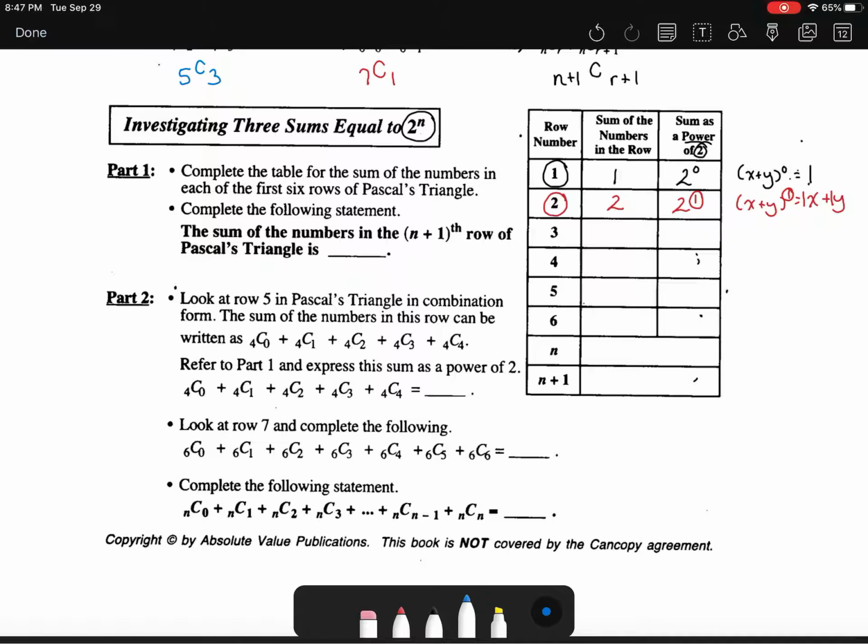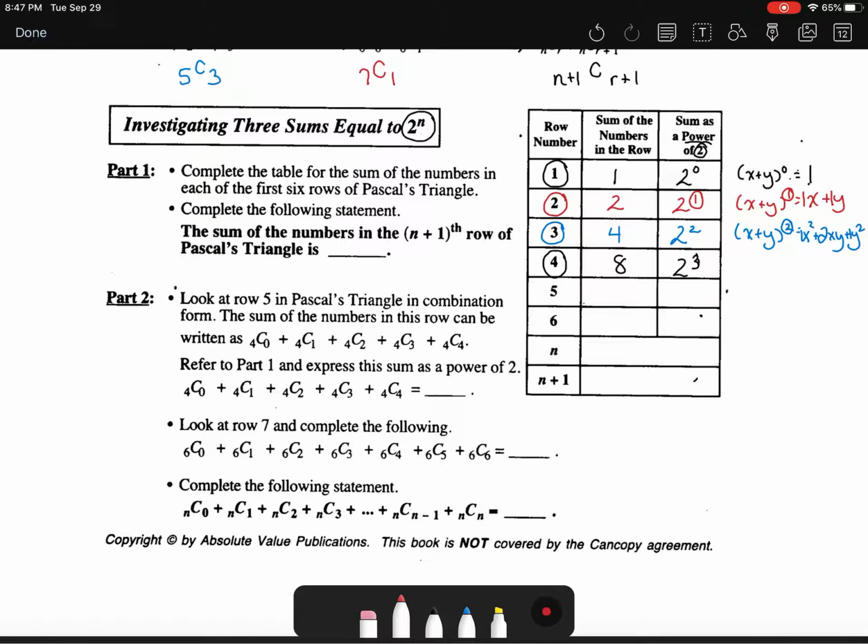Okay, moving along, the third row, well, this is going to actually just be x plus y squared. Okay, so remember that gave us x squared plus 2xy plus y squared. Well, if I add those numbers, the 1, the 2, and the 1, that's going to be 4. Well, that's 2 squared, isn't it? Equivalent to this exponent out here. So continuing on with that pattern, for row 4, well, that would be x plus y cubed. So 2 cubed would be 8.